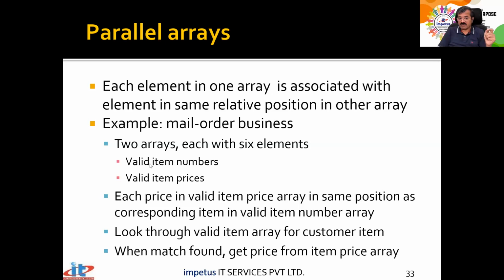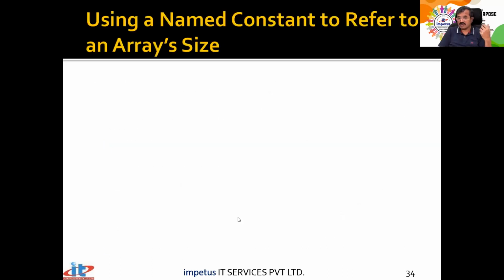So if I have two arrays, valid item numbers and valid item price, each price in the valid item price array is at the same position as the corresponding item in the valid item number array. Look through valid items of the array for customer items. When a match is found, get the price of the item in the array and so on. So we can use them in different ways.